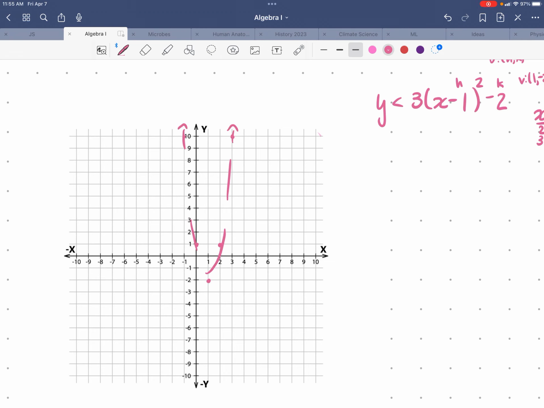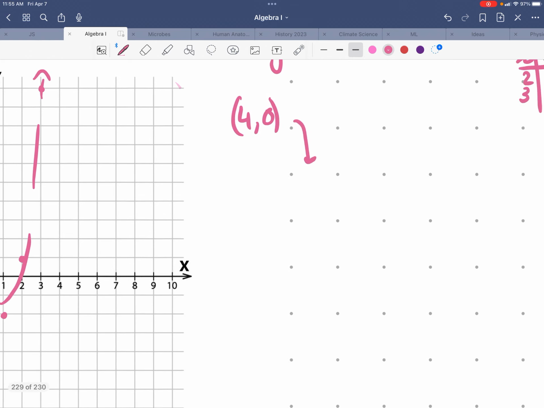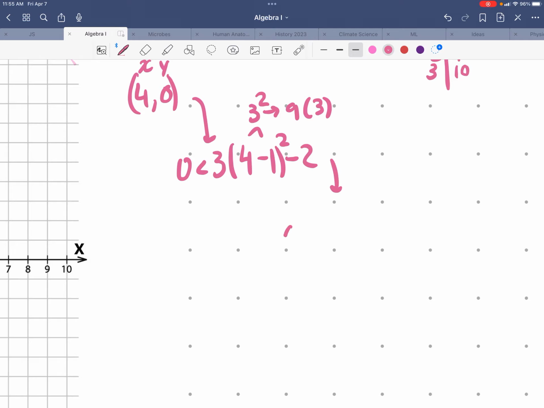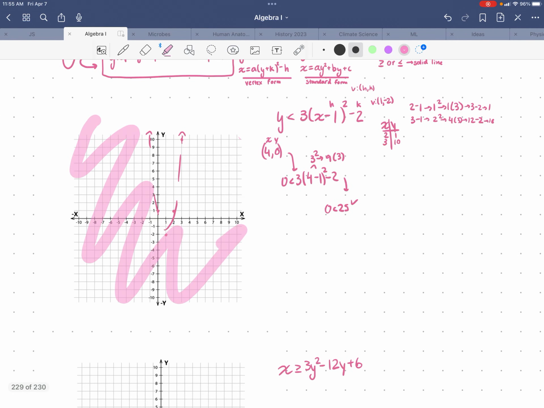And now for shading, we need to choose any point on the graph. Let's choose (4, 0). This being x and this being y, we get 0 is less than 3 times (4 minus 1) squared minus 2. This is 3 squared, which is 9 times 3, which is 27. And then we get 0 is less than 27 minus 2, which is 25. So this is true. We will highlight the outside of the parabola.